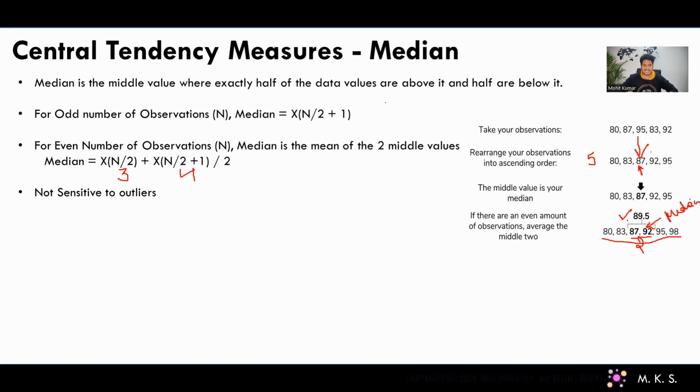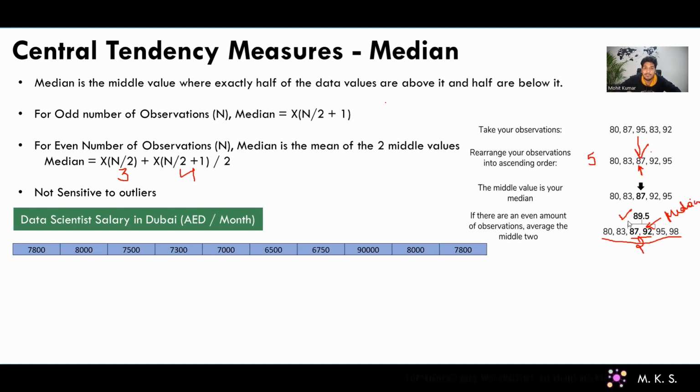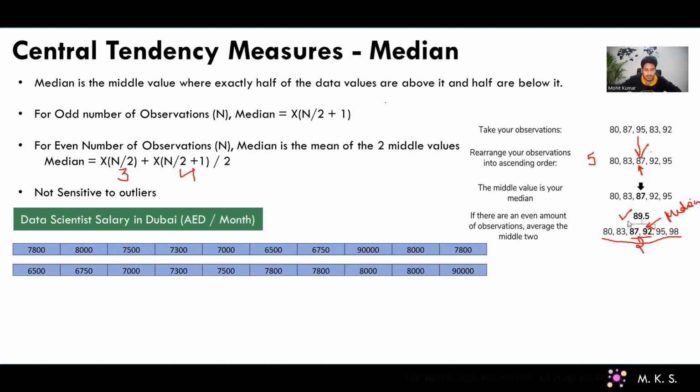For an odd number, it's pretty straightforward. Now let's look at the same data, the data scientist salary in Dubai, right? So this is our data. We have to arrange it in ascending order. That's what we are doing in the next step. We have 6,500, which is the minimum, and 90,000, which is the maximum value. Now for this particular data, we have 10 observations, so an even number of observations. So we will pick the 5th and 6th values and take the average of those two. That is 7,500 and 7,800, so that will come to 7,650 dirhams, right? So that is the median we have.